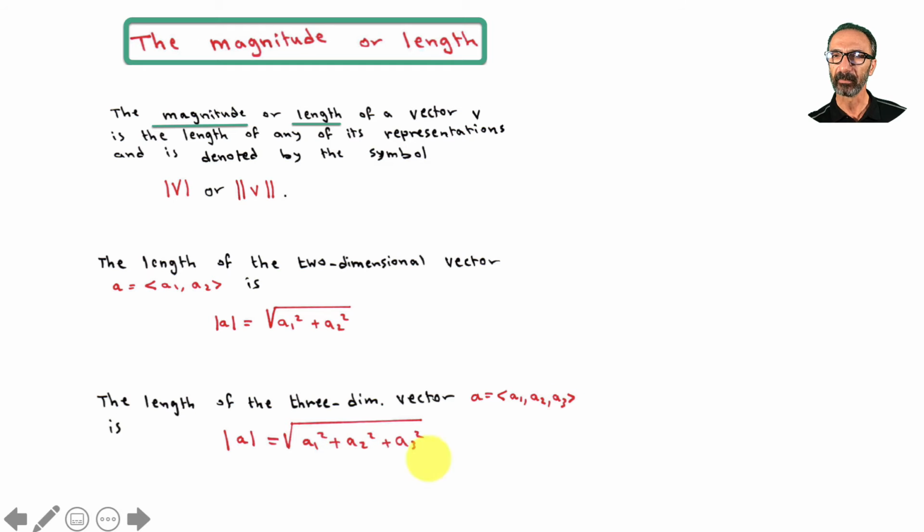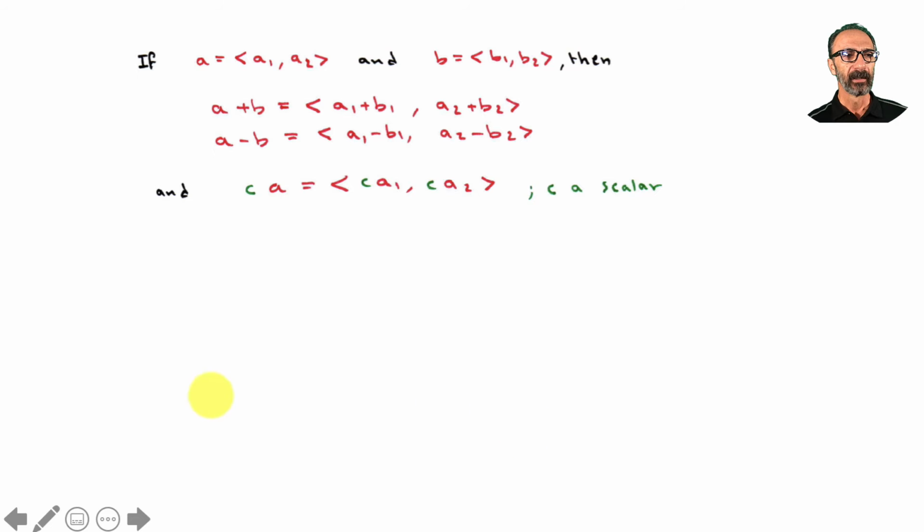That would be the same for 3-dimension. If A is A1, A2, and B is B1, B2 as vectors, then the sum of this vector and this vector, all we do is add the components. Look, A1 added to B1, A2 added to B2, and that would go on the second place. Subtract, same concept: A1 minus B1 will go here, and A2 minus B2 will go on the second place.